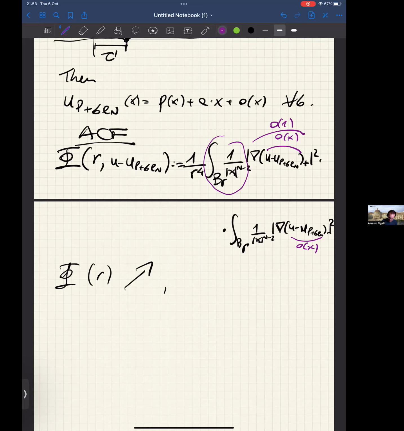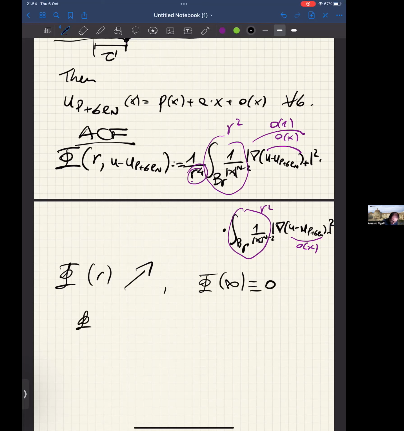This is now an r square. This is an r square. And then there is an r to the 4. This cancels out. This is a little o of 1 at infinity. So this is a monotone function that tends to 0 at infinity. So it has to be identically 0 because it's increasing, it's non-negative, and it's 0 at infinity.